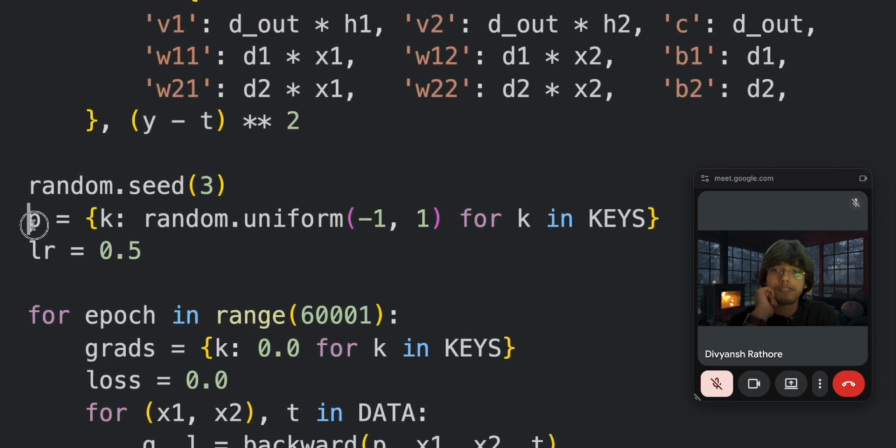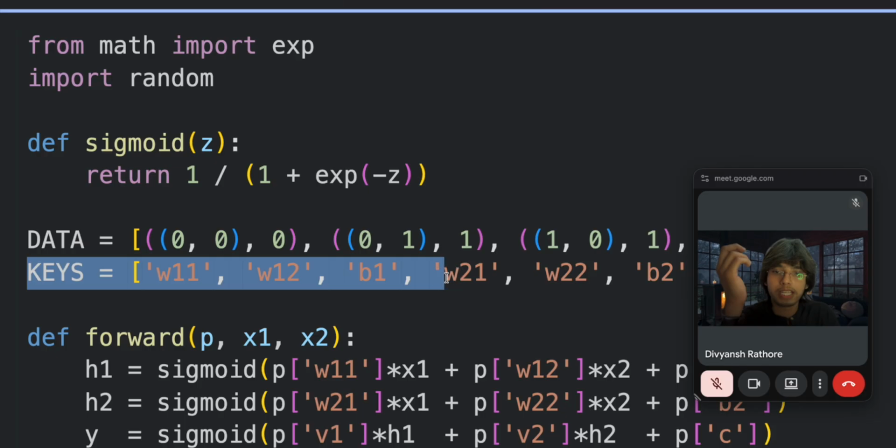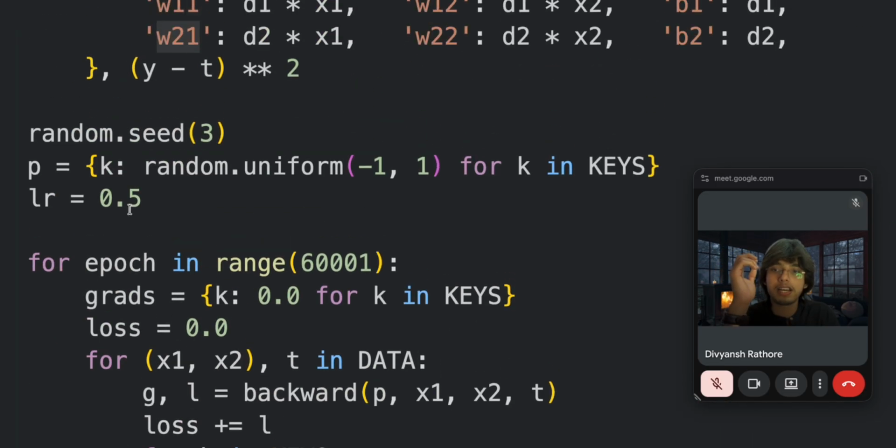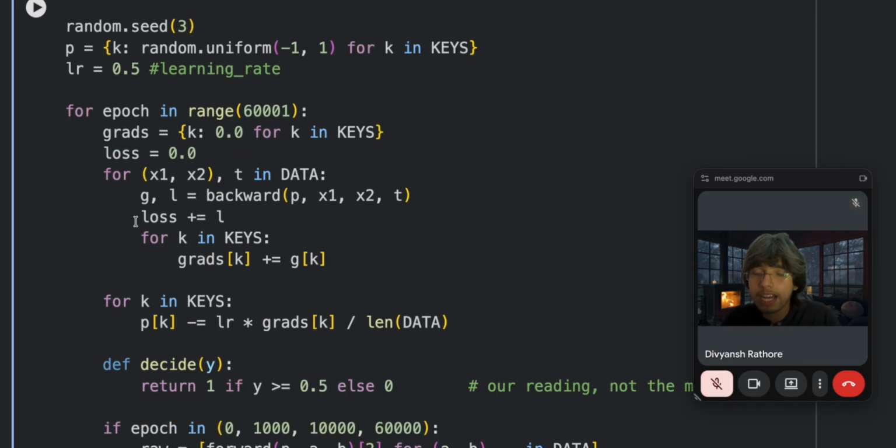So let's start with P. I already told you P is our dictionary of all the parameters, and we are starting at random values between -1 and 1. So for K in keys, as you remember, these were my keys, and I'm initializing at random values. And this is LR, my learning rate. Okay, I'll also write it. Perfect.